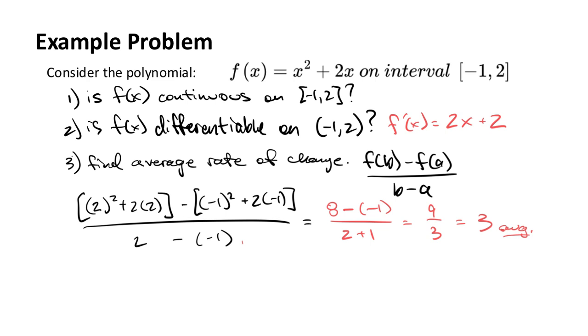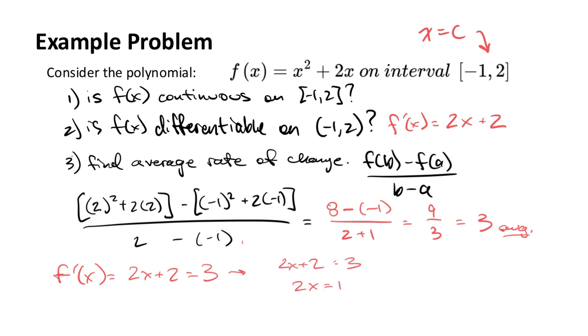To find c, we're looking for x equals c somewhere in this interval. We need to take the derivative, which is 2x plus 2, and set it equal to 3, which is our average. And then we solve for x. So 2x plus 2 equals 3. Subtract 2 from both sides, that means 2x equals 1. Divide both sides by 2. It means x equals 1/2.